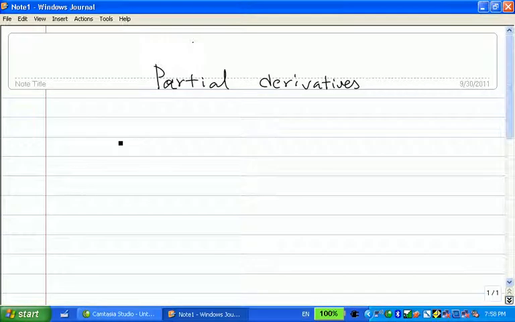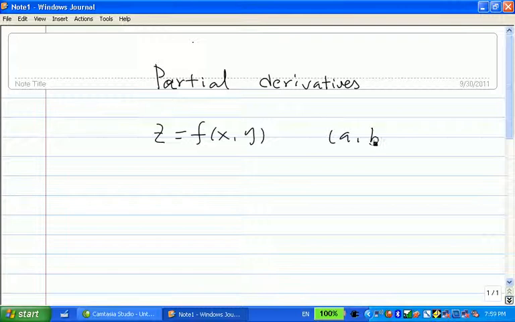This video is about derivatives for functions that depend on more than one variable. Let's start with a function that depends on two variables, z equals f(x, y). So for a given point (a, b) in the domain of this function, how do we find the derivatives?